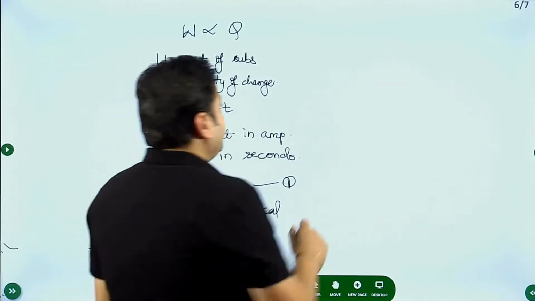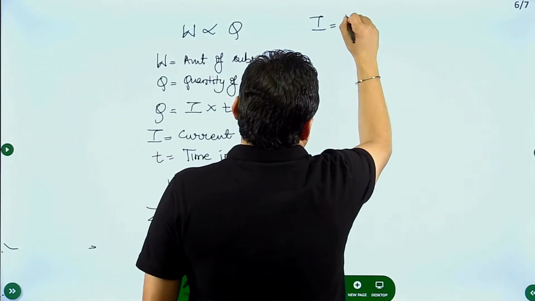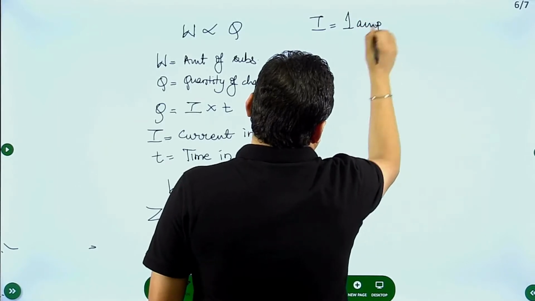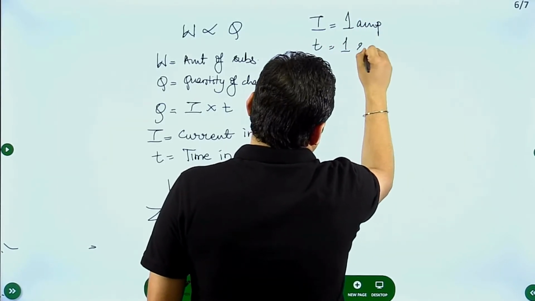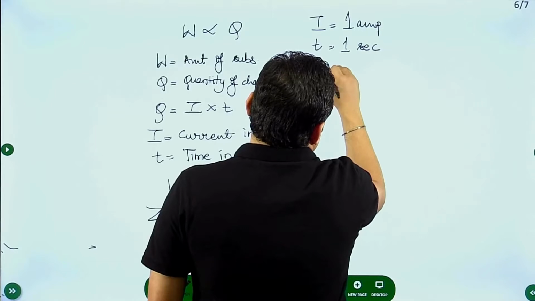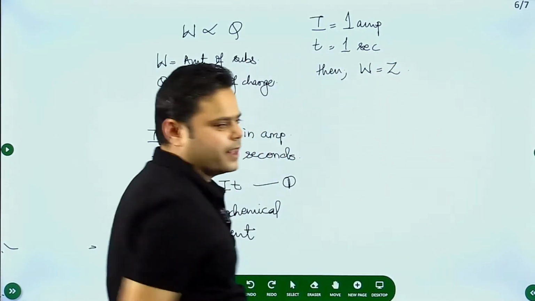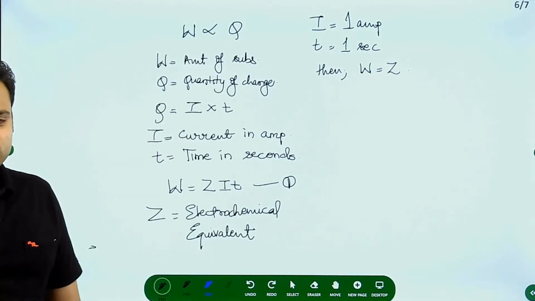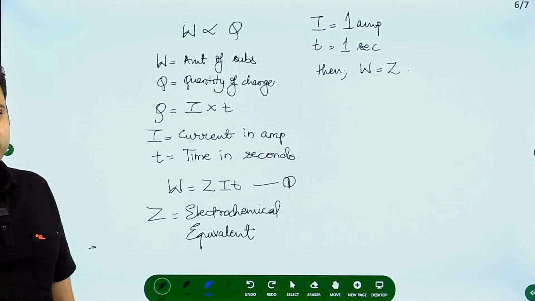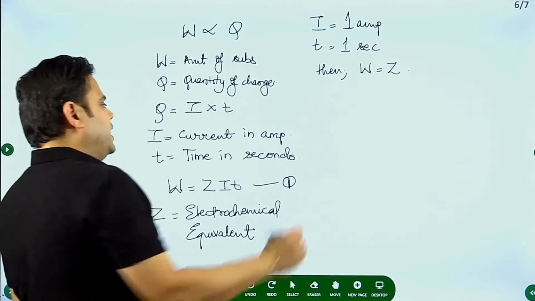Now if I is equal to 1 ampere and time is equal to 1 second, then we can say that W is equal to Z. Yes or no? W is equal to Z if current is 1 ampere and time is 1 second. तो Z क्या हो जाएगा?